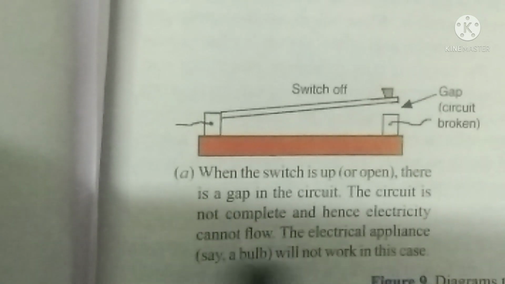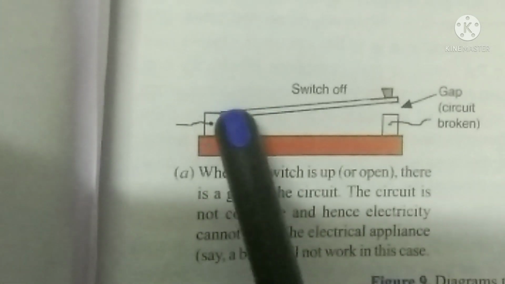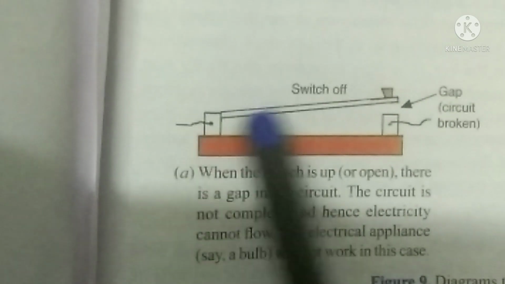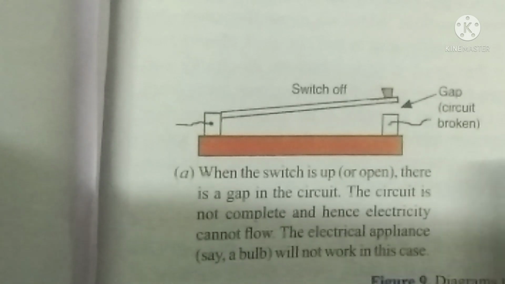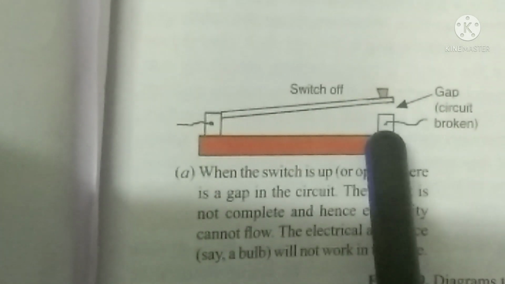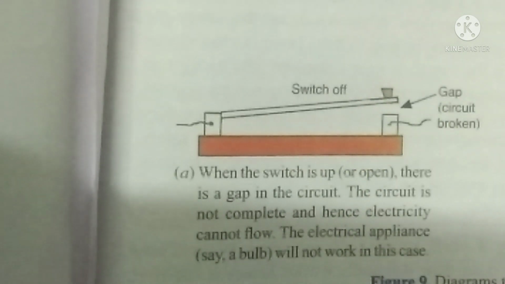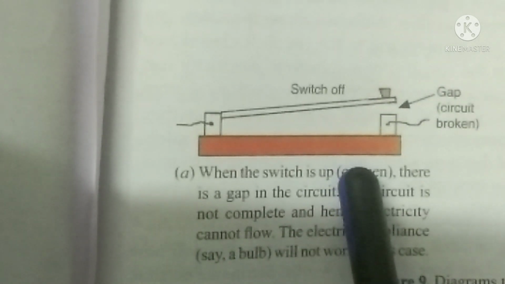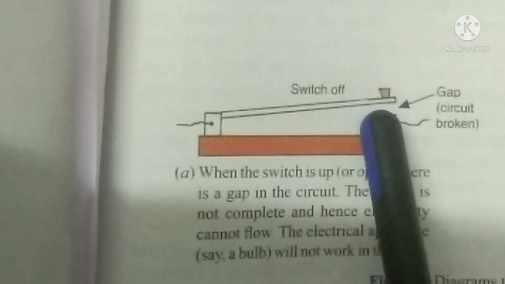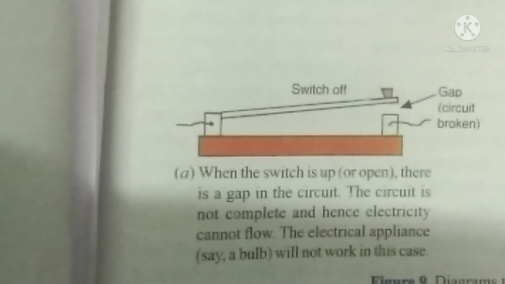Now see here, a switch has a small point here, which is connecting. It is all conductors, right? So this conductor is connected to this conductor. But when it is in the off position, you see there is a gap. So whenever the switch is off, there is a gap in the connection, or in the circuit.